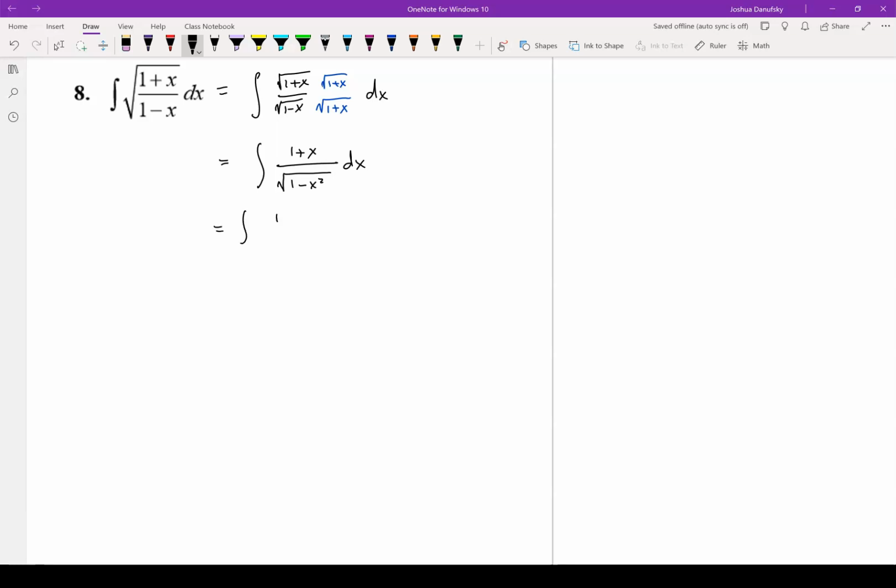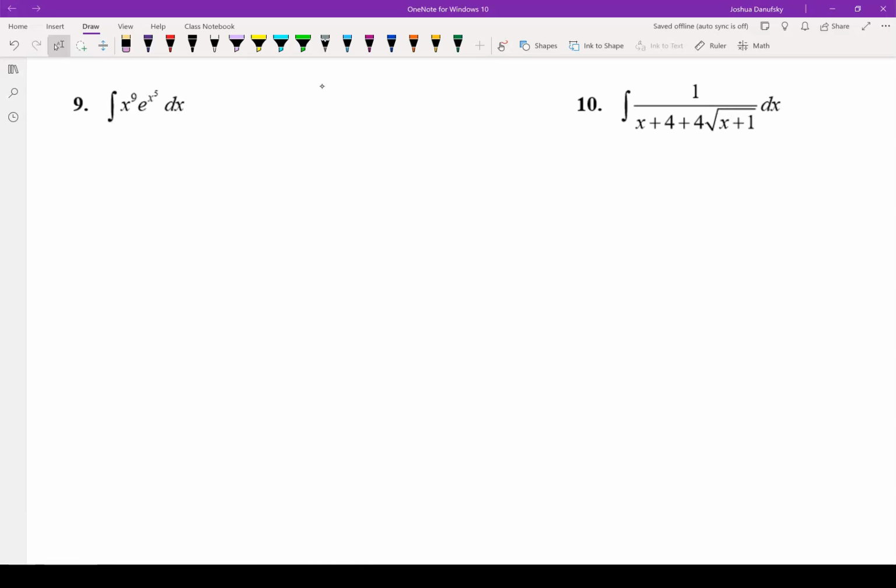We have the integral of 1 over the square root of 1 minus x squared dx plus the integral of x over the square root of 1 minus x squared dx. The first integral is sine inverse, and the second integral turns out just to be the square root of 1 minus x squared. That second integral can be done with a u substitution, or you can reverse engineer it.